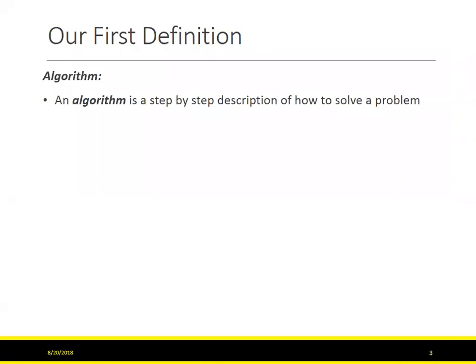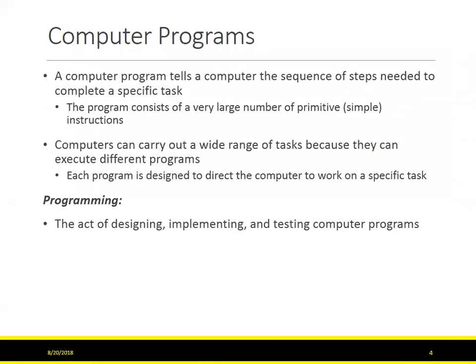Okay. A computer program tells the computer the sequence of steps needed to complete a task. We are actually going to write computer programs in this class. Very basic ones to start with. It says the program consists of a very large number of primitive, simple instructions. They don't have to have a large number, but they could be a large number.